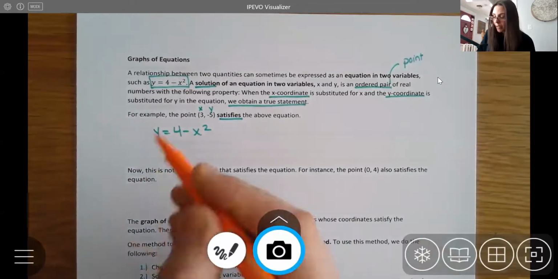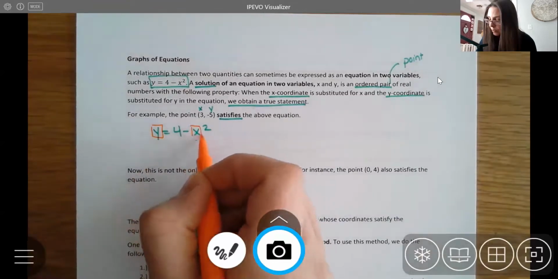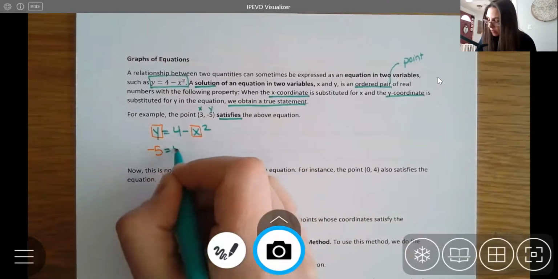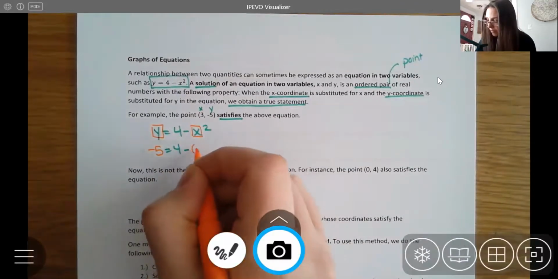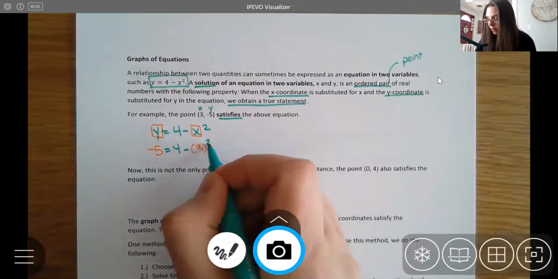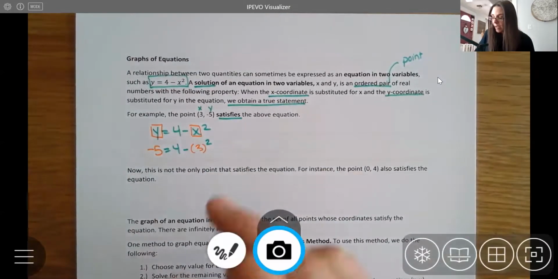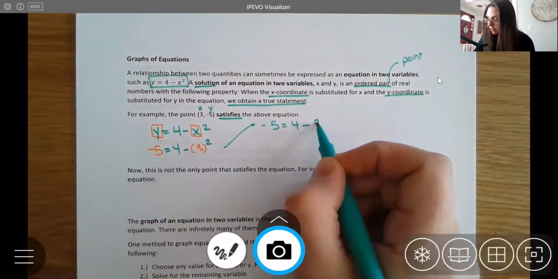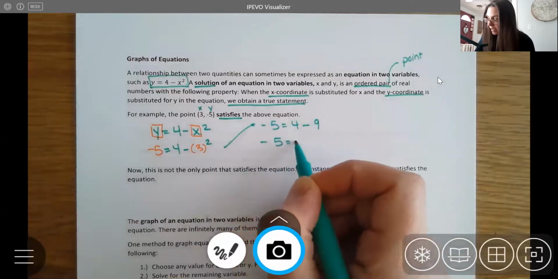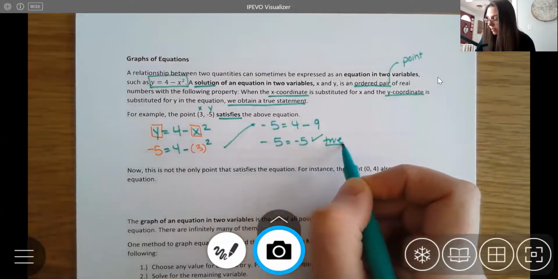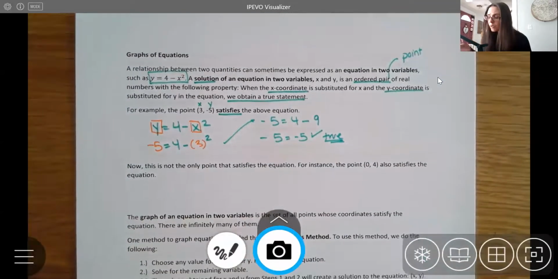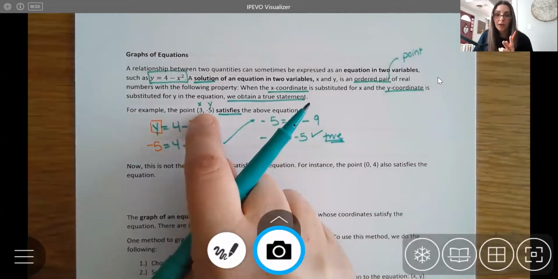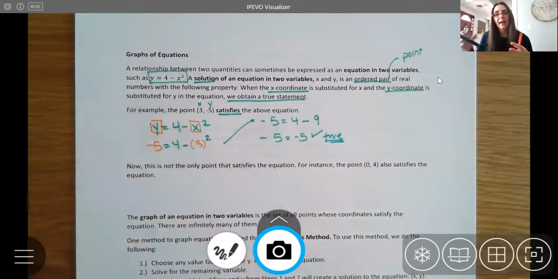So what I can do is I can replace my y and my x with those values. So I have -5 equals 4 minus 3, which is being squared. And now if I simplify this, what I get is -5 equals 4 minus, well, 3 squared is 9, and 4 minus 9 is -5. So we do see we get that nice true statement that we're looking for here. So for more than one variable, we can still find solutions, but in this case, we have two variables, so we write them as an ordered pair or a point, because they have to go together.